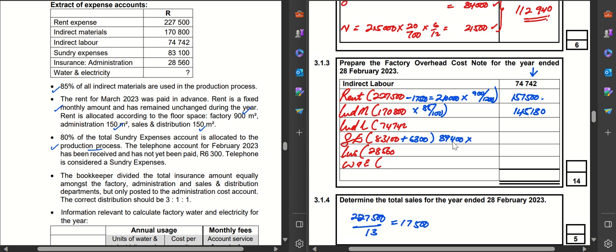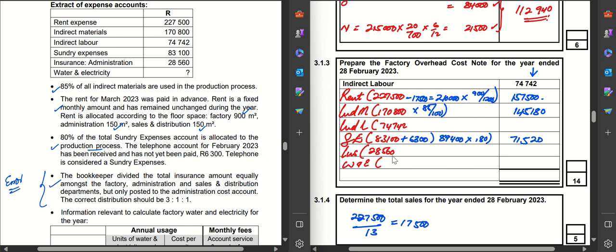We are told 80% is what was used. So you get now your 80%. And then in total here, you should get your 71,520. Okay, 71,520. Then the next one says, the bookkeeper divided the total insurance amount. Okay, so this is an error now. You will see that others were omissions, but here we are dealing with an error, whereby the bookkeeper divided the total insurance amount equally amongst the factory administration and sales distribution. Okay, so that is the insurance.